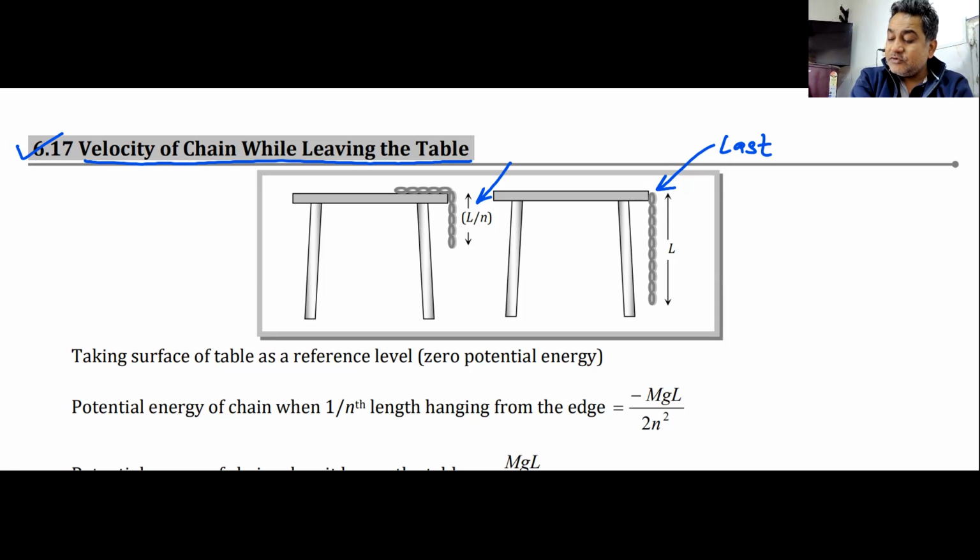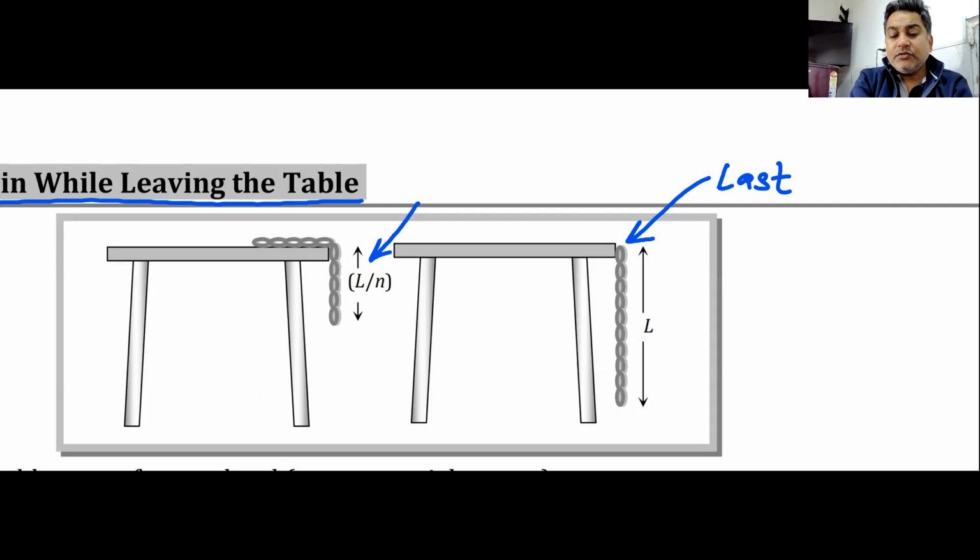Again, it is done by using the work energy theorem. I'll ask you to draw this diagram. This is case number 1. You are holding the chain, L by N part of the chain is hanging. Then I leave this chain. This is the initial condition number 1. This is the final condition number 2.